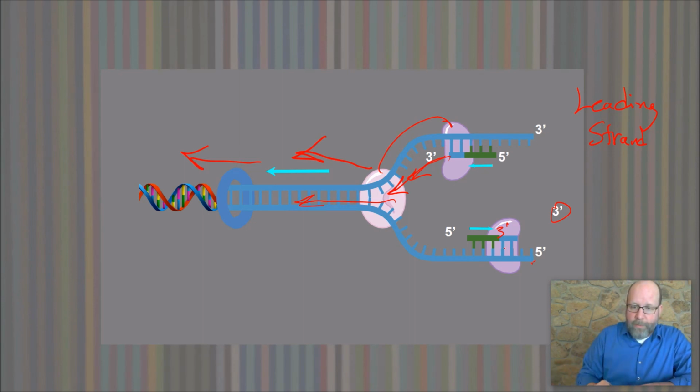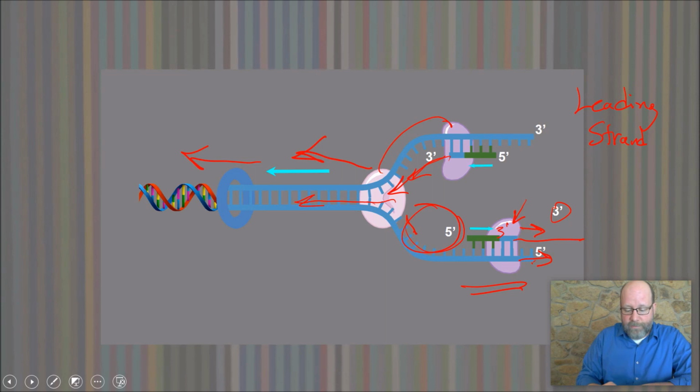Now this guy has a problem. The bottom one has a problem because as it unzips more and more, we can't build this part, right? That part, this enzyme can only go this direction from here. So it's only going to extend here, and it can't get this. So I'm going to need primase again. I'm going to need to stick another primer on here when the helicase unzips more of this, and you'll see that.